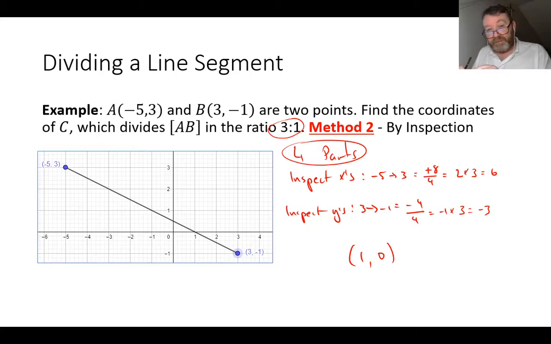For the y's, you're going from 3 down to -1, which is a decrease of 4. That decrease of 4 has to be broken into 4 parts. So therefore each part will be a decrease of 1. 3 of those parts are before the point of division. So therefore 3 times -1 is -3. So you go to the y coordinate, which is 3. You take 3 from that, it brings you to 0, and that's your point. Now, totally up to you what you want to do.